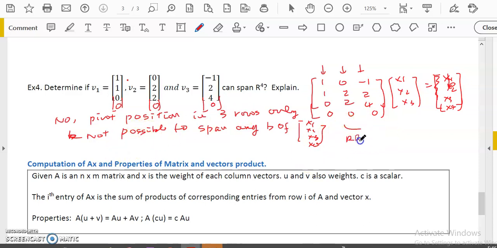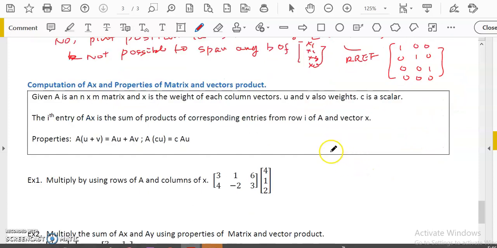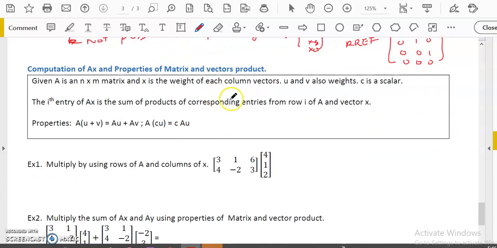So RREF is 1 0 0, 0 1 0, 0 0 1 and then 0 0 0. So it's not possible. Next thing is just to continue with treating the matrix and vector.